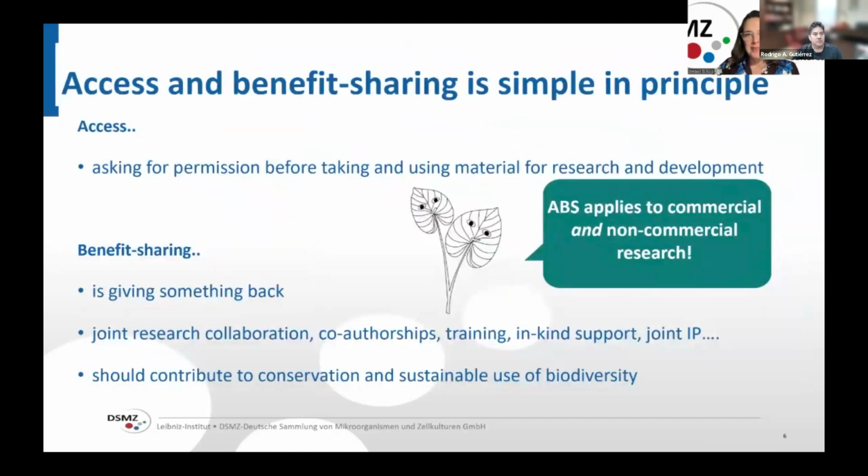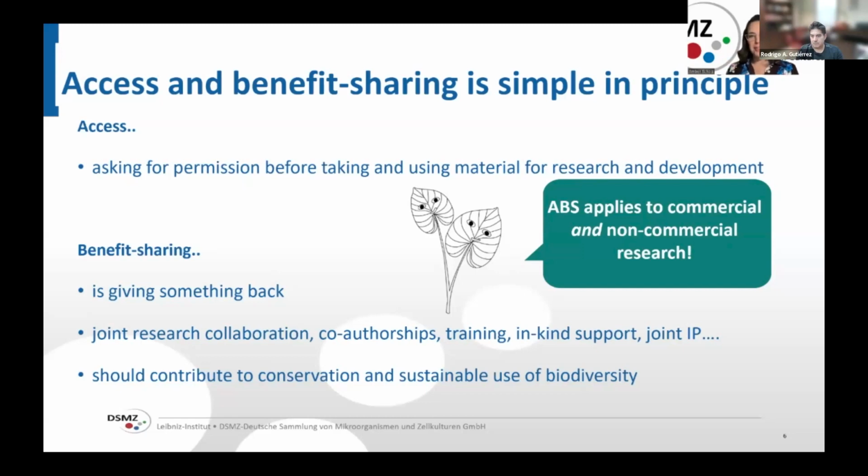So I kind of explained it in the previous slides, but access and benefit sharing is simple in principle. It means asking for permission before taking and using material for R&D, and it means giving something back. That's the benefit sharing. It can involve, in the case of academia, often joint research collaborations, co-authorships, training, in-kind support, et cetera, and ideally should contribute back to conservation and sustainable use of biodiversity.